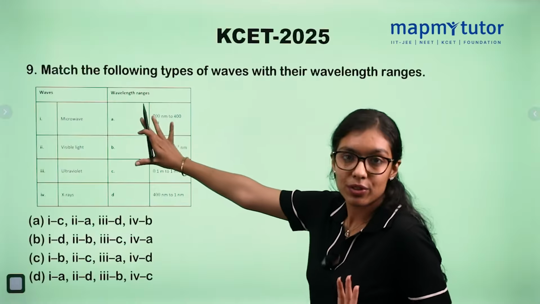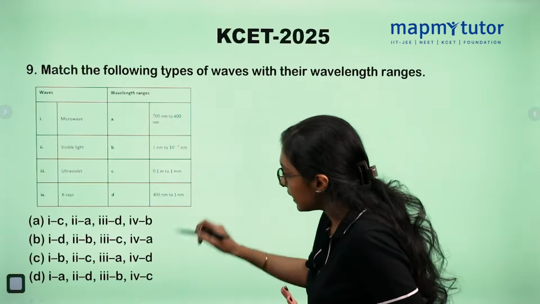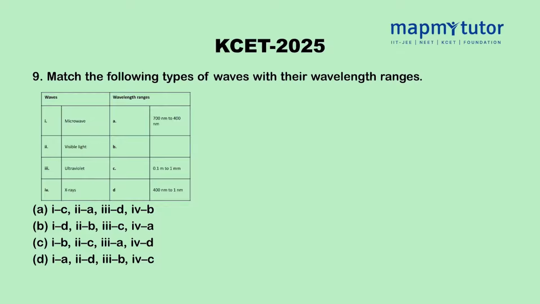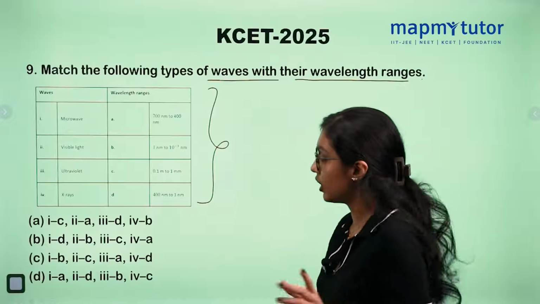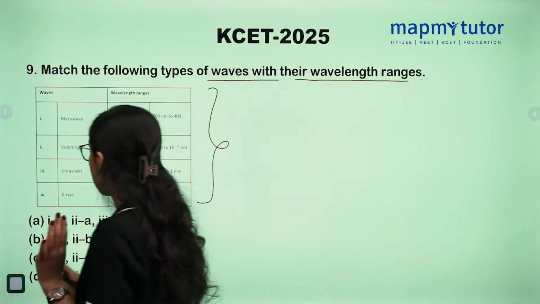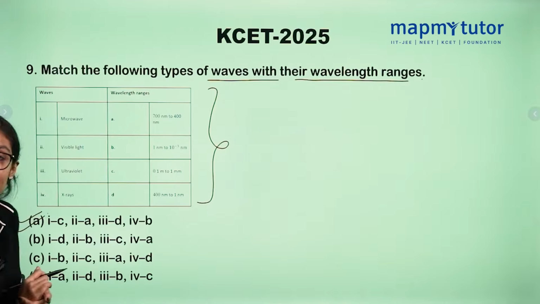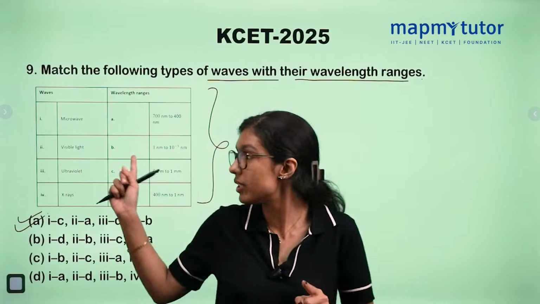Again, direct based questions. It is directly from NCERT. Read the question, what it is telling. Match the following types of waves and their wavelength ranges. So here is your option. I'm not going to explain much about this. Option A is correct. Yes, open an NCERT, you have your box which mentions the same thing.